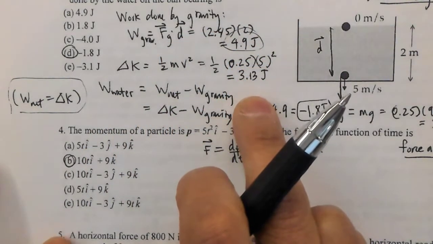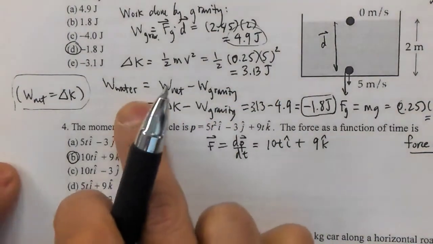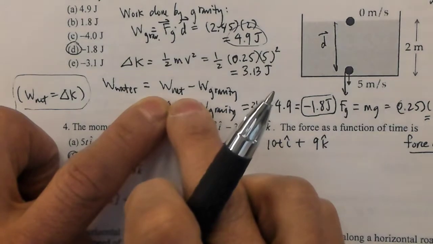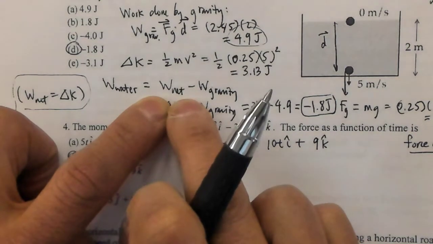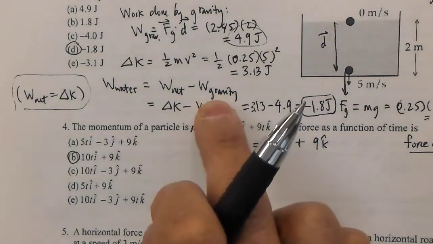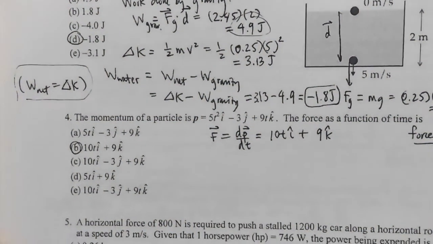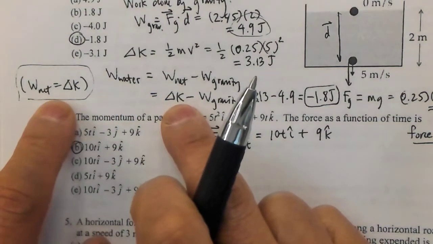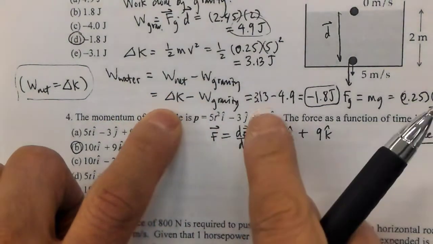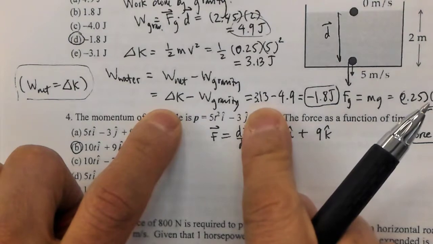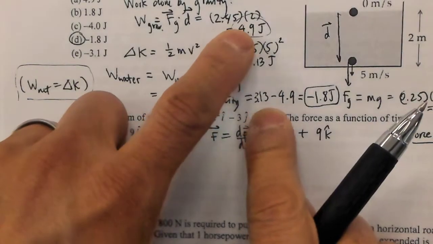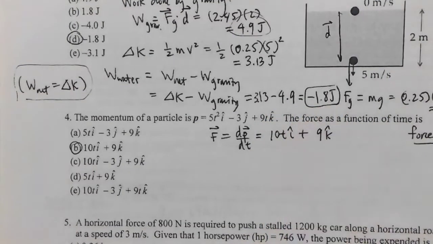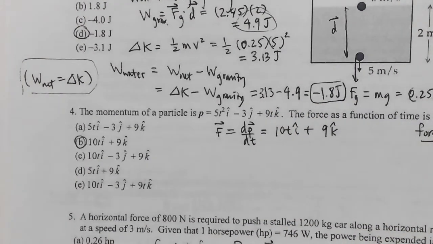Now, in order to calculate how much work is done by water, we say the work done by water is the work done by all the forces, the net force, or the sum of all the forces, minus the work done by gravity. But the work done by the net force is just delta K, which we've calculated. So 3.13 joules minus the work done by gravity, 4.9 joules, and I get minus 1.8 joules. Okay. Any questions about this?